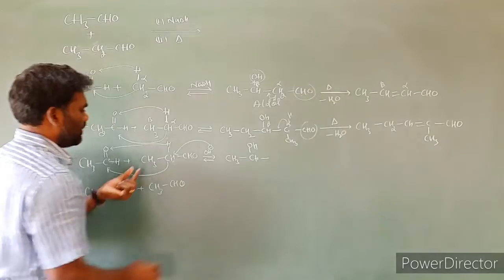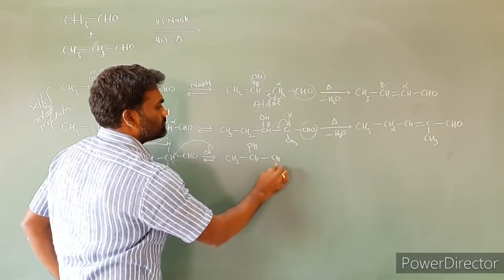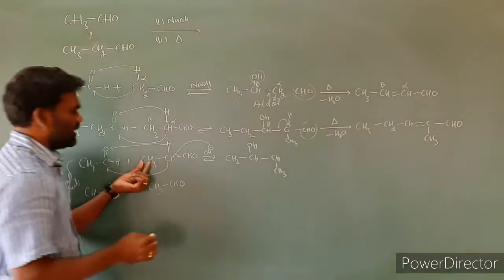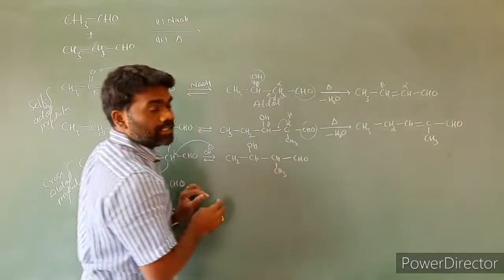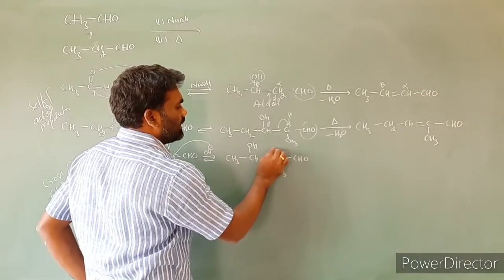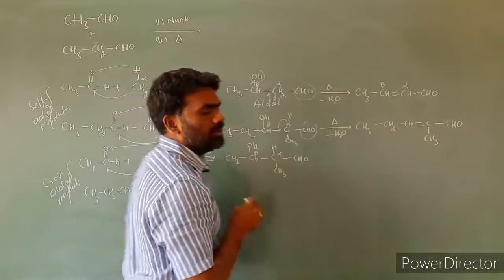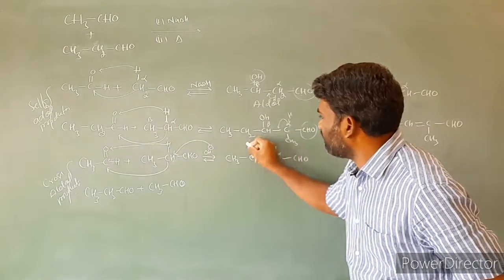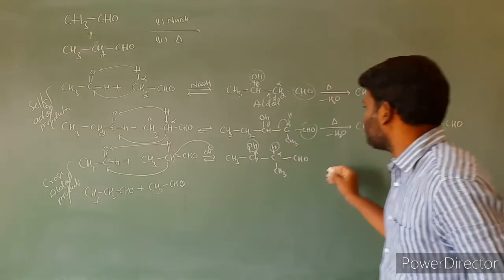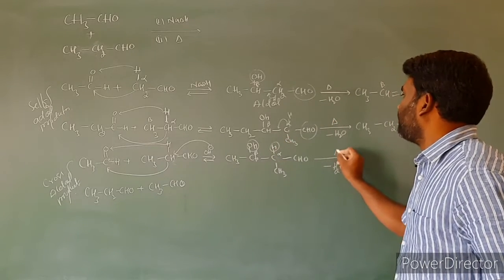Then next, what do we have to do? We have to join this carbon here. Then CH, which already has CH3 attached to it, then CHO. So I am writing this as the hydrogen on the alpha carbon. This is the beta carbon. Between alpha and beta we form a double bond, removing this H and OH, that is, minus H2O, followed by heat.